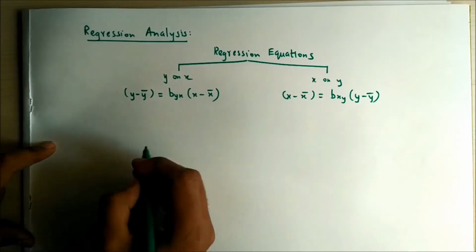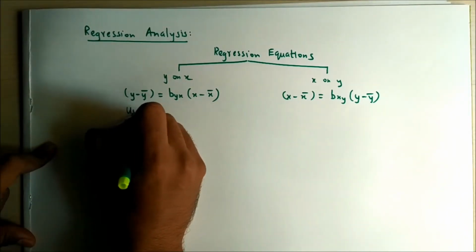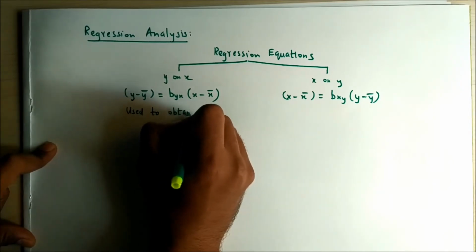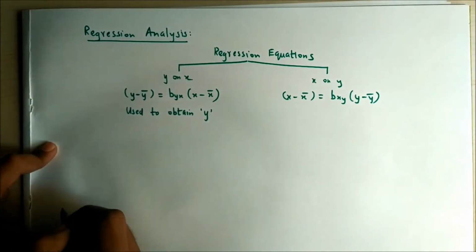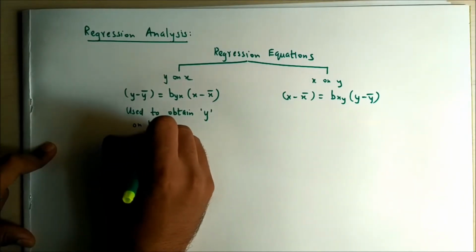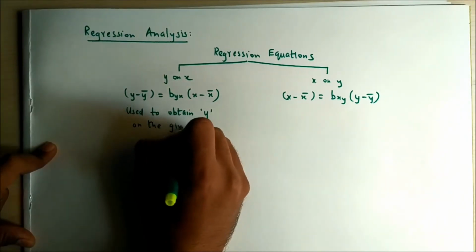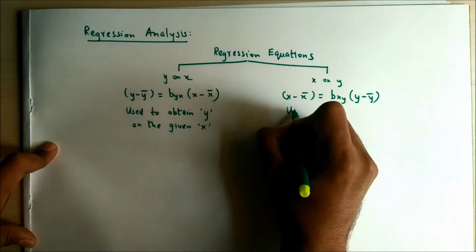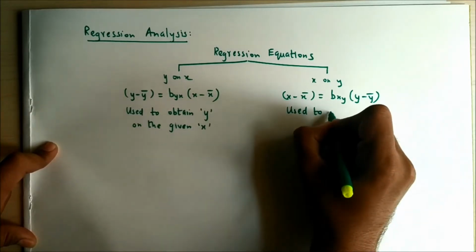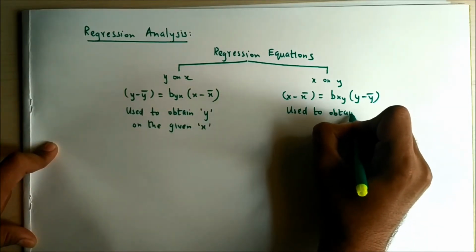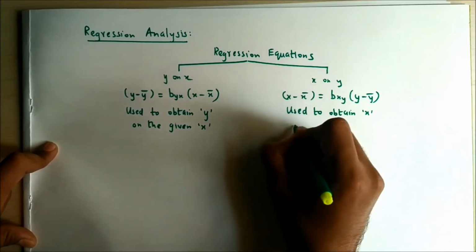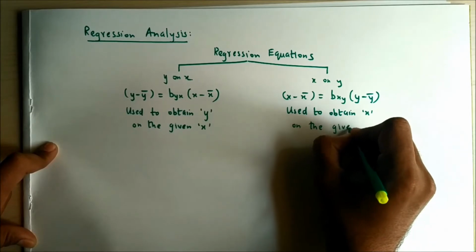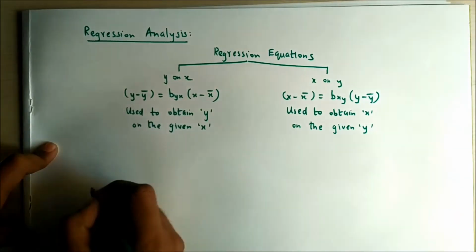Now, where do we use the y on x equation? The y on x equation is used to find the missing value of y. Yes, so we use it to find the missing value of y on the given value of x. So when you have to obtain the value of y, we use the y on x equation. Likewise, the x on y equation is used to obtain the missing value of x. So we find x using the given value of y. So that is the purpose of x on y.